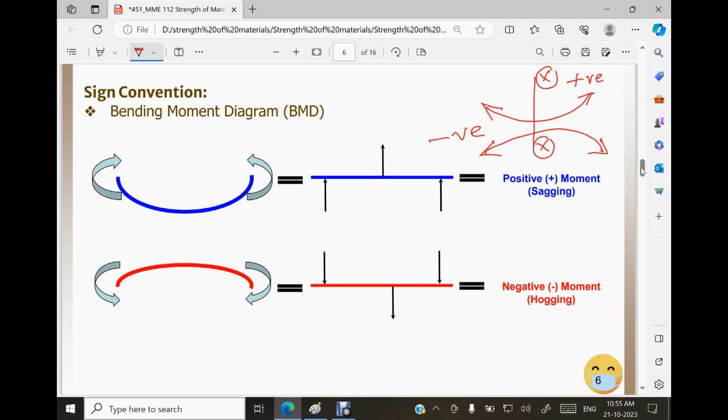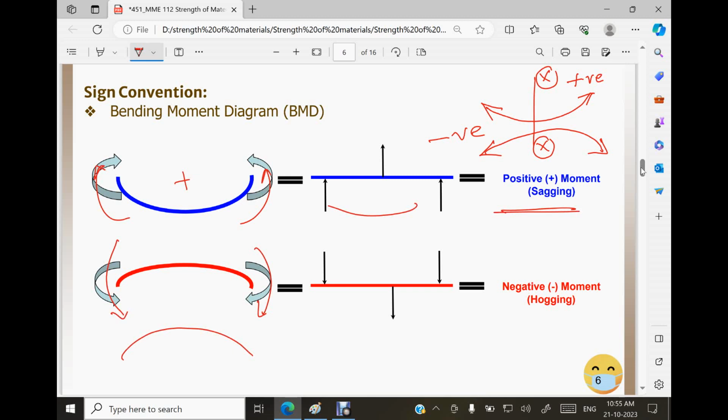He shows you here. See, whether on the left side or right side, it is trying to bend upward. So it is positive. See, sagging bending moment. Sagging means something which is happening like this. And the negative bending moment, so something is becoming like this, we call it as hogging. Understand? See here, see here.